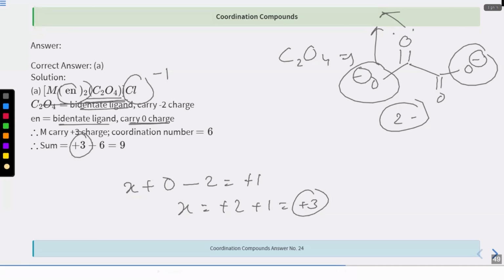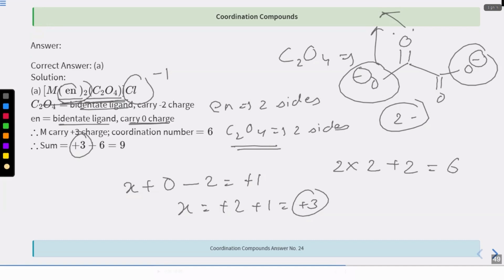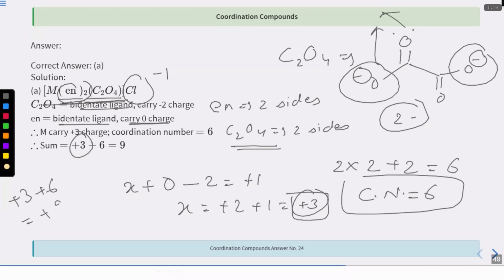Why so? Because C2O4 is also a bidentate ligand. En will coordinate from two sides, and C2O4 will also coordinate from two sides. Since there are two ethylene diamine, it would be 2 into 2, 4, plus 2 due to the C2O4. So total coordination number is 6. Please remember, don't confuse that there are only 3 ligands, so why 6? Both are bidentate ligands and coordinate from two sides.